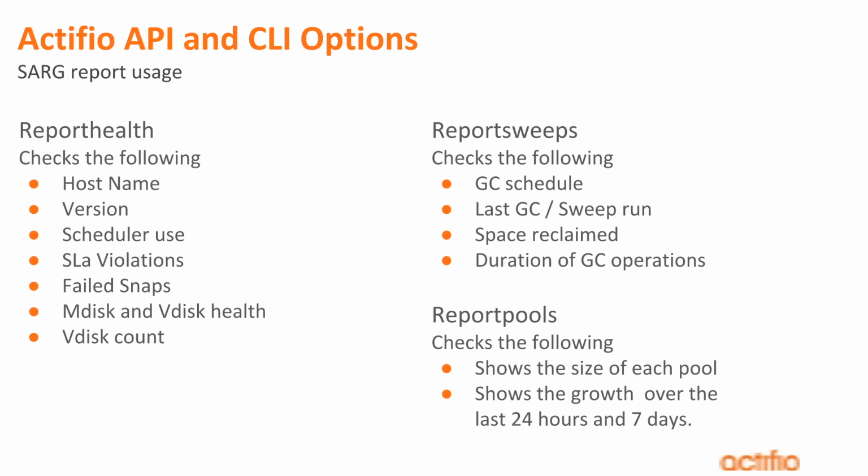Report Health, as we can see here, on the left-hand side of the screen, is going to give you the host name, the version, scheduler use. Now, by that, I mean, is the scheduler turned on or turned off? That's critical. It'll tell you about SLA violations. It'll tell you about all your failed snaps. Again, important, data protection, absolutely tantamount to being successful here. It'll also give you MDisk and VDisk health and VDisk count.